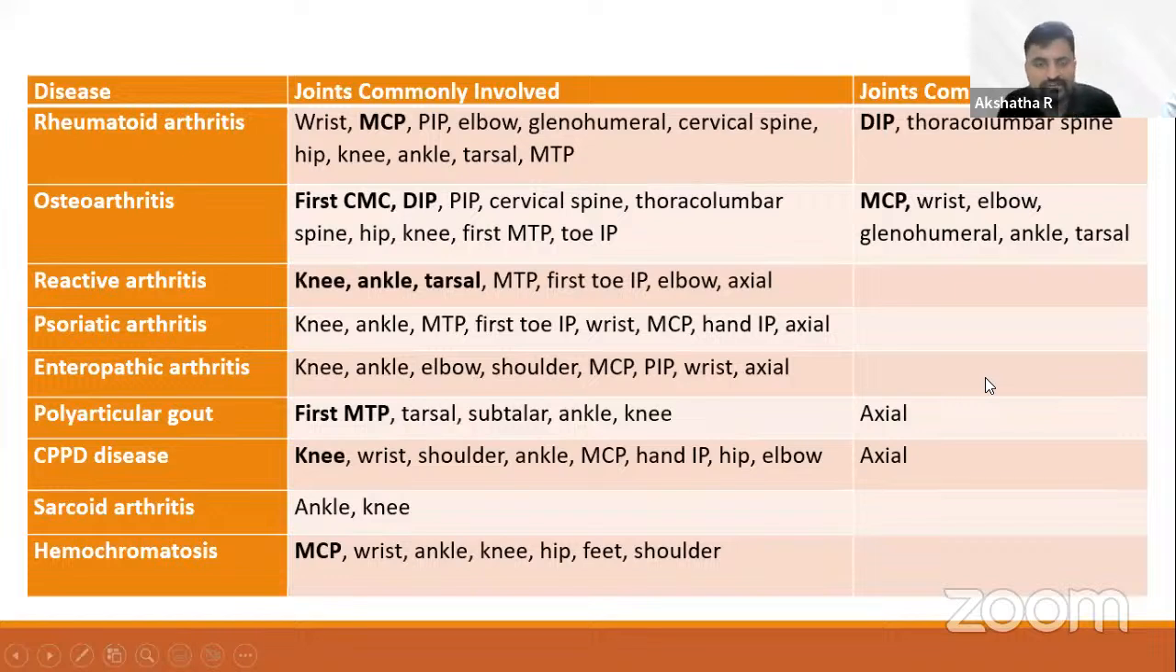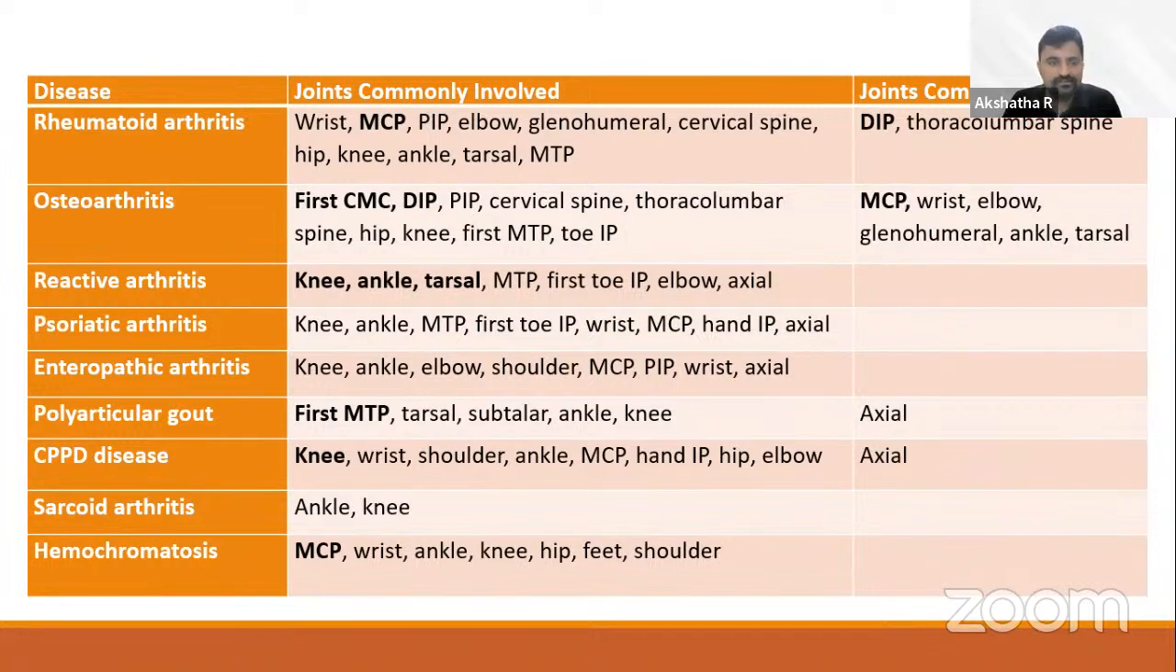So what are the common joints involved in each of the arthritides? In rheumatoid arthritis, classically the DIP is spared and the thoracolumbar spine is spared. In as few as 5% of patients, you can have DIP involvement. Otherwise, classically, there is involvement of MCP and PIP joints and the rest, but not the DIP, in rheumatoid arthritis. In osteoarthritis, it's the converse: MCP is spared and PIP and DIP are involved.